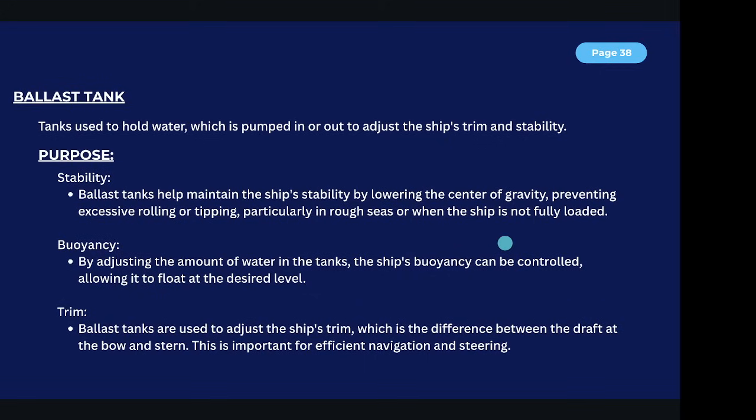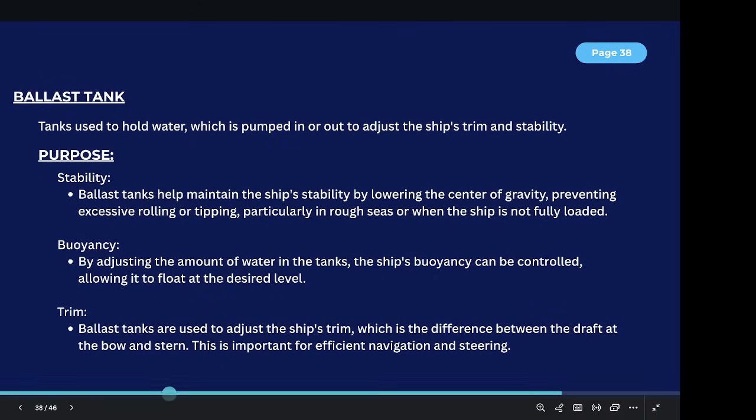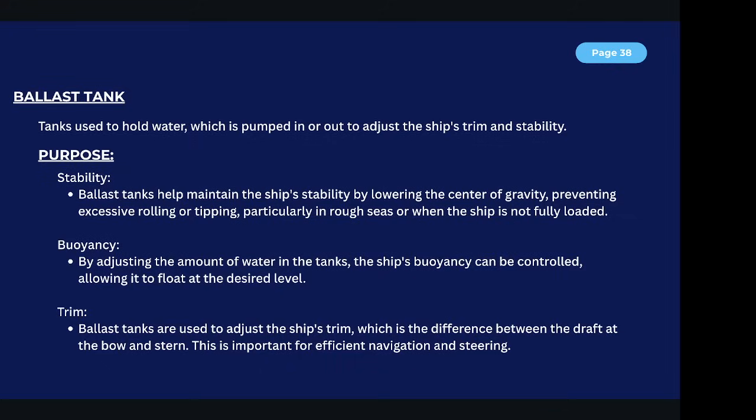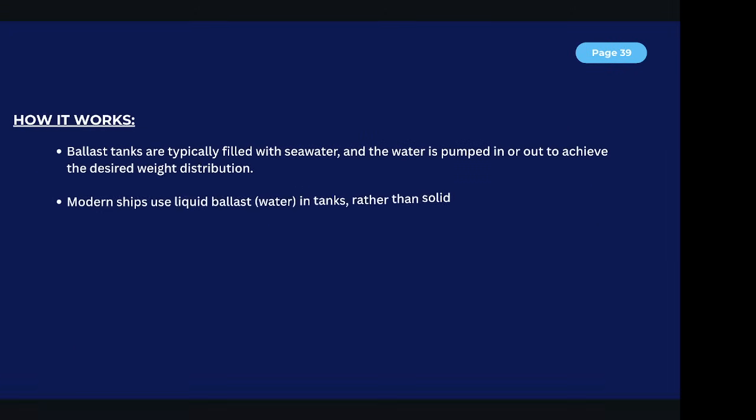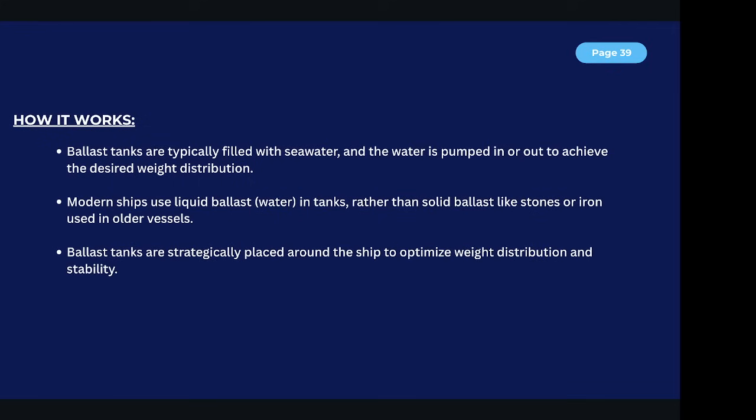So the trim, or the ballast tanks, are used to adjust the ship's trim, which is the difference between the draft at the bow and the stern. So this is important for efficient navigation and steering. So how does it work?